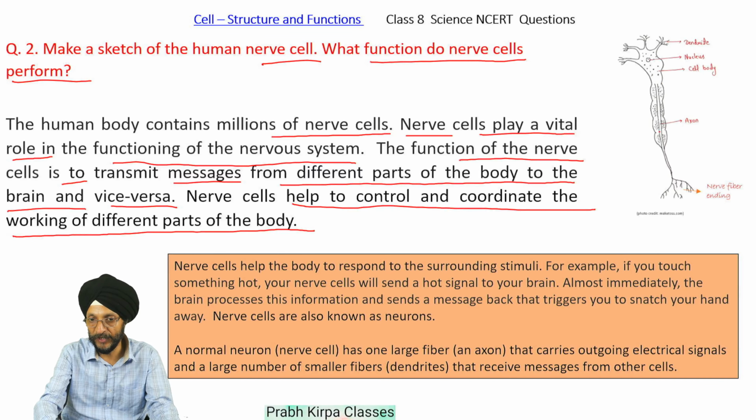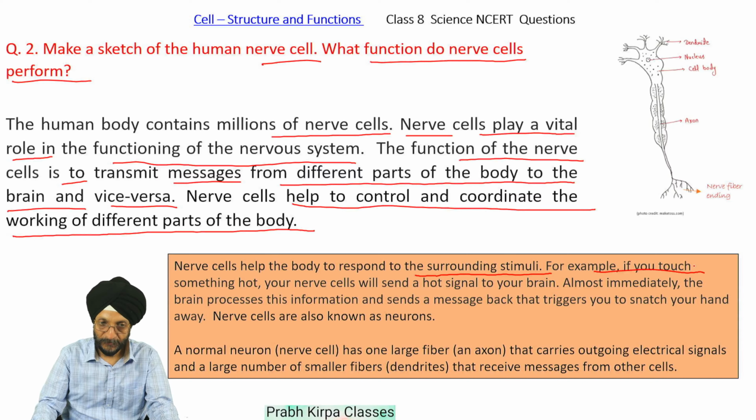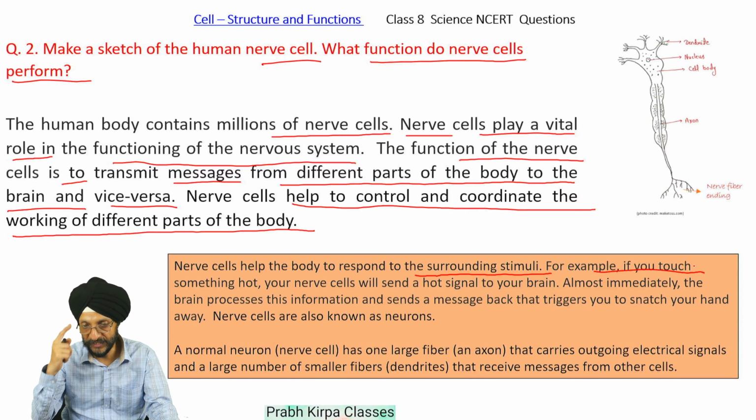This is the cell body. This is the axon. Nerve cells help the body to respond to the surrounding stimuli. For example, if you touch something hot, your nerve cells will send a hot signal to your brain.